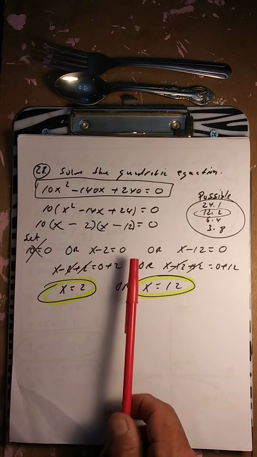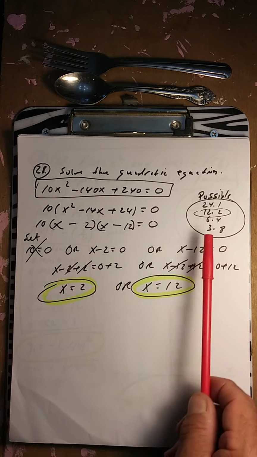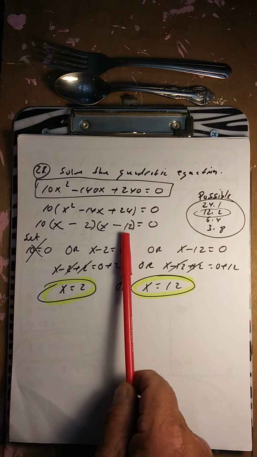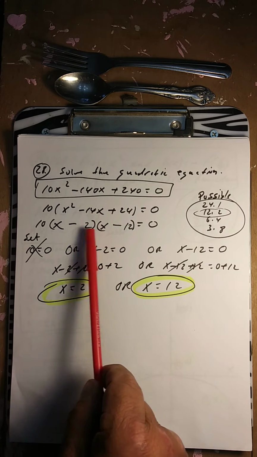Solve this. Let's factor out the 10 first from everything. 10 times that, 10 times that, 10 times that gives you this. Now, possible numbers are here. We'll use 2 and 12 because negative 2 times negative 12 is 24, and negative 12 and negative 2 is negative 14. And x is x squared.